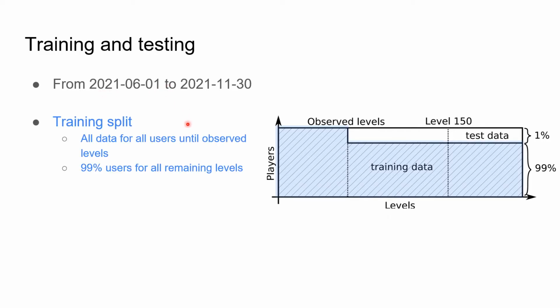In order to create a training set for our model, we first use all the data up until a given point, which is the observed levels for all the players, and then we take the data from the remaining 99% and all the levels that we have available. We test our methods on the remaining 1% of the users after level 150.